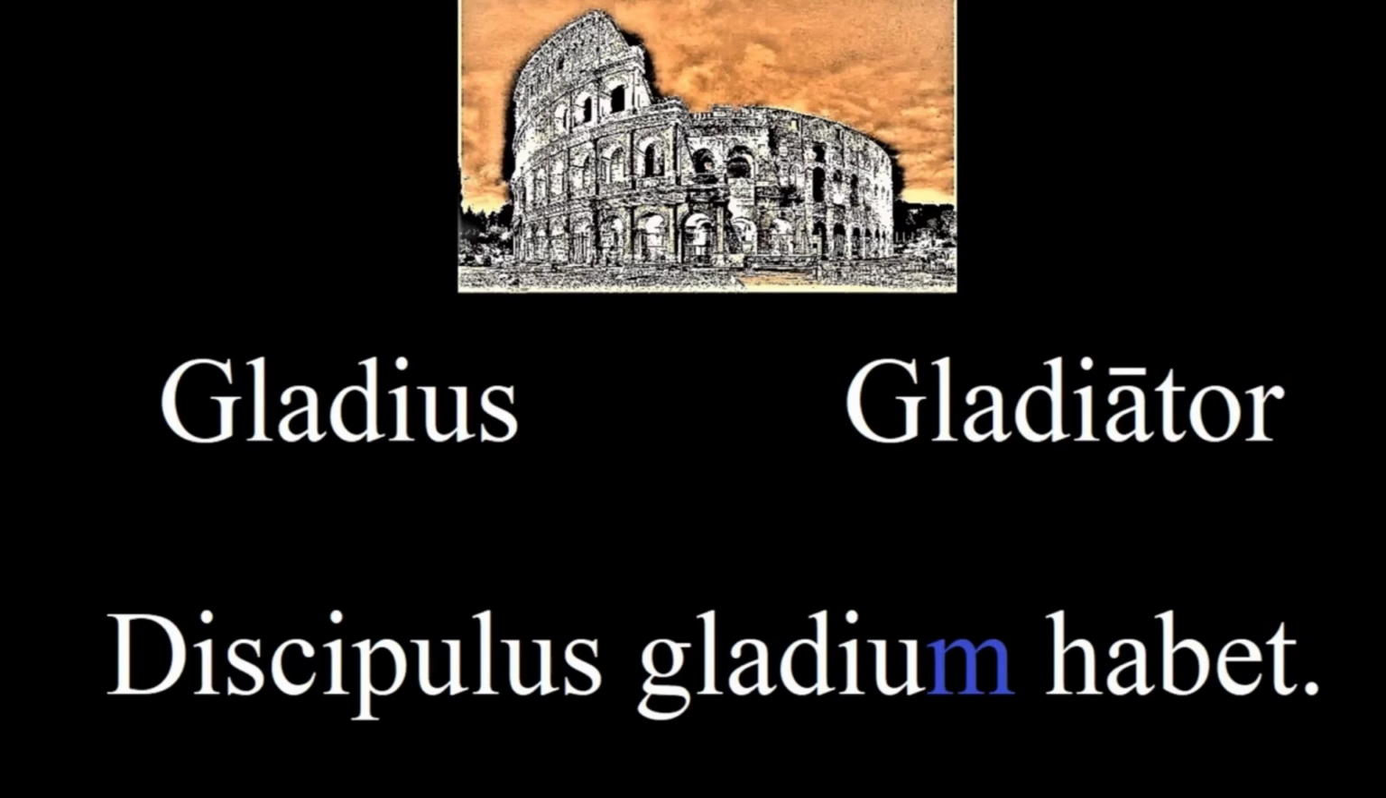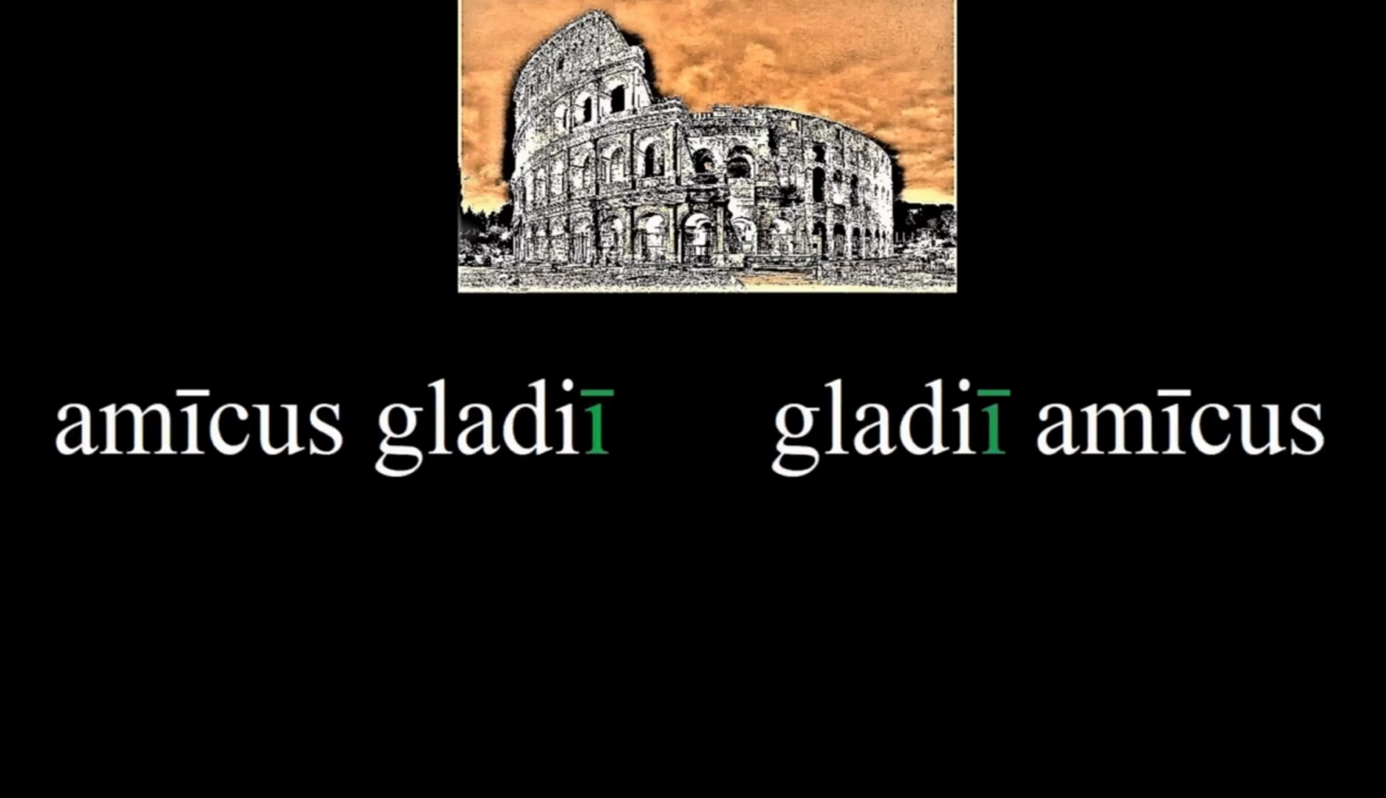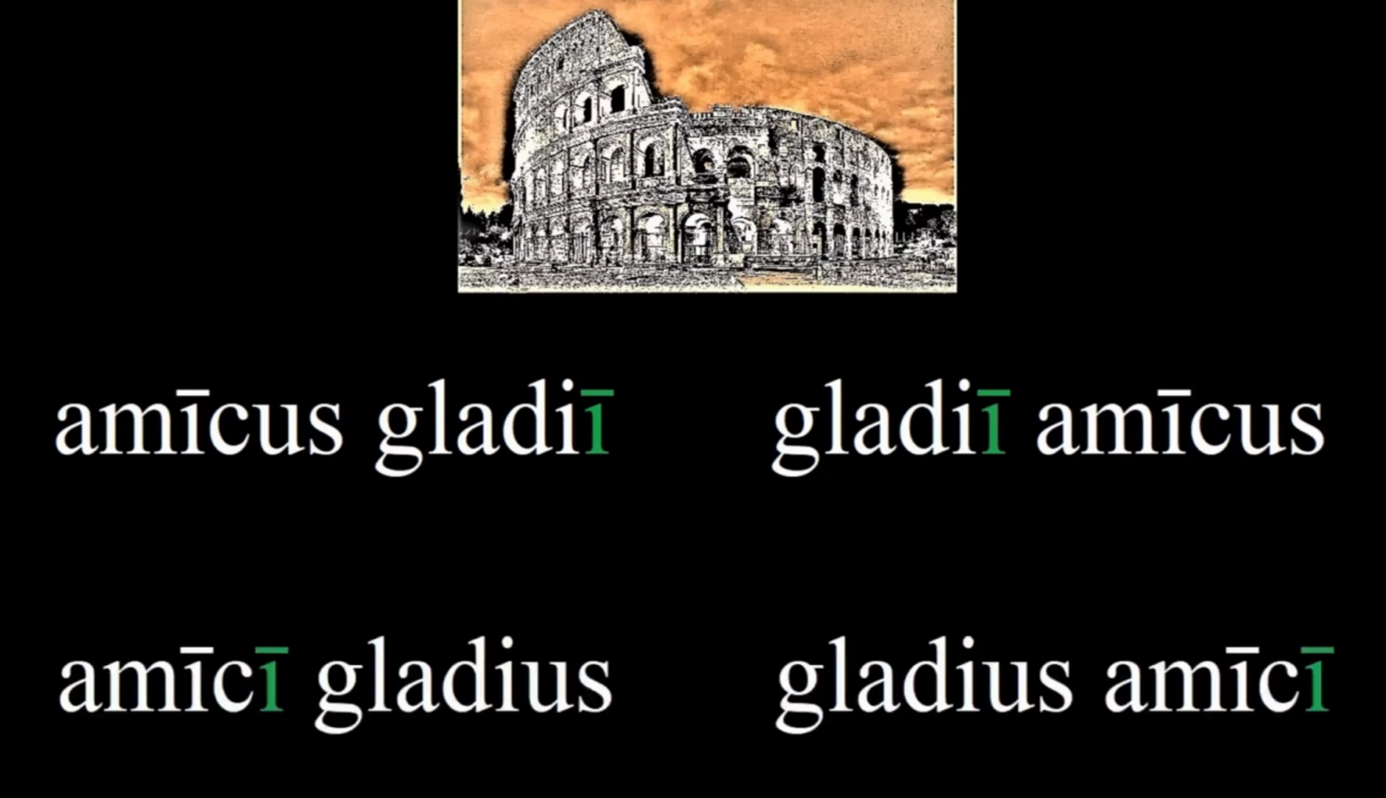Just as an illustration, can you think of how to say the sword's male friend? Amicus gladii, or gladii amicus. Both are correct. Remember, only the us gets dropped, so it's gladii. And the more sensible male friend's sword would be amici gladius, or gladius amici.